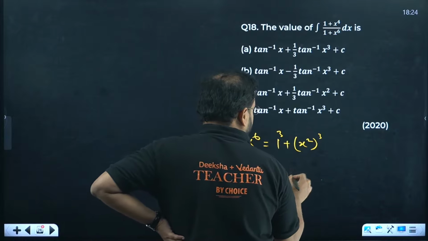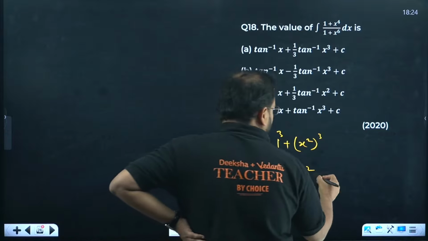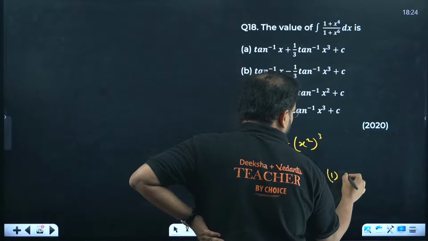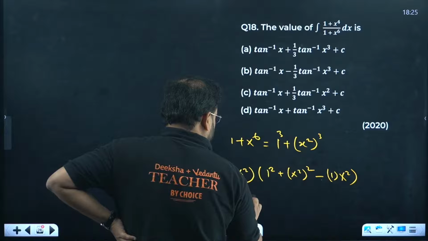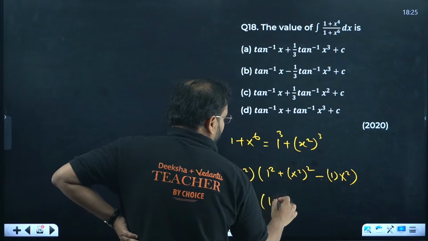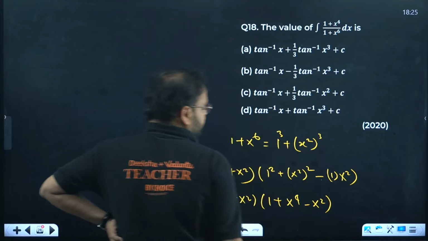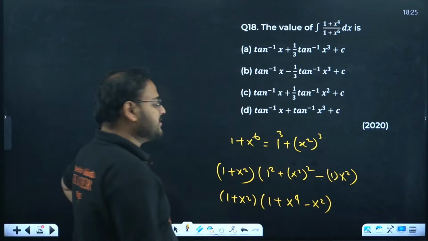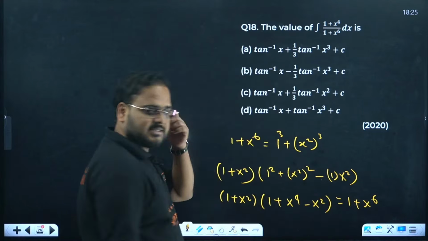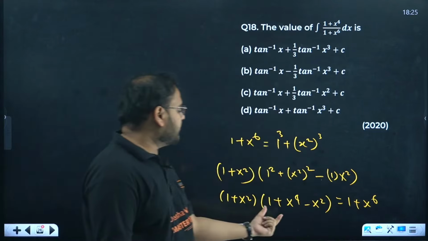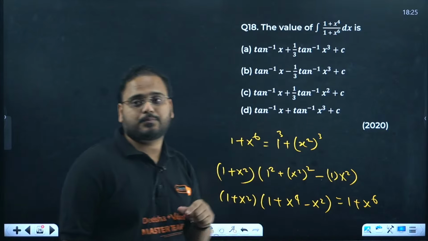1 square, x square the square, minus 1 into x square. So the answer becomes 1 plus x square, and we have 1 plus x power 4 minus x square. This is the value of 1 plus x power 6. Check carefully, we have the first two terms of the expansion in the second bracket, 1 plus x power 4.